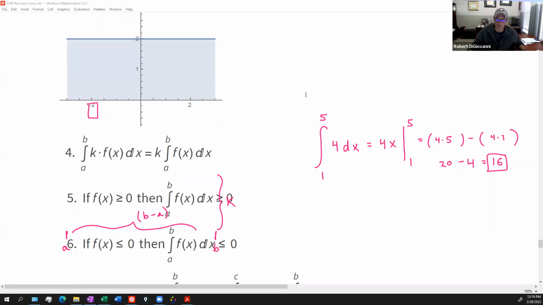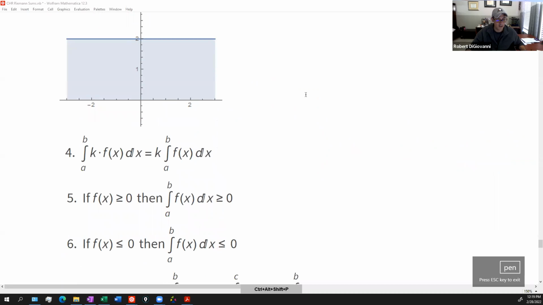All right, the next one is something we should recognize: if you have a constant in the integral, the constant can come out. We've seen that before. For definite integrals, the same thing applies. If we have a number inside, we can pull it out. So that should be nothing new.